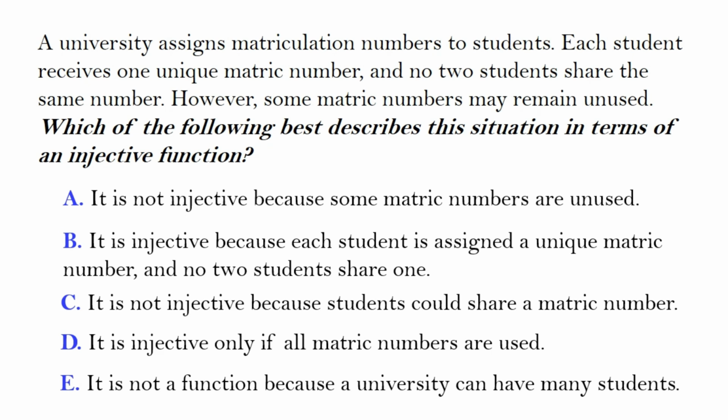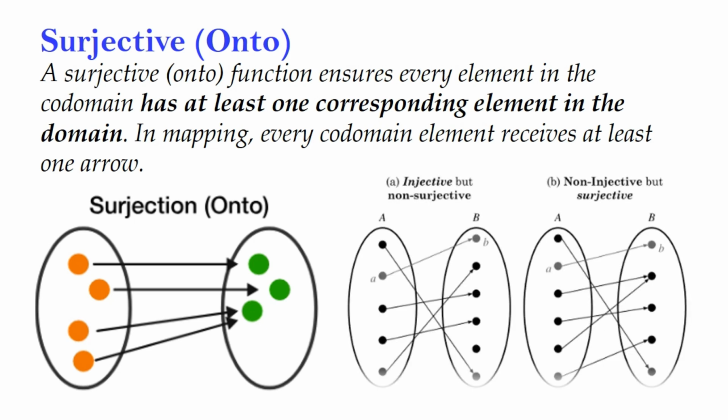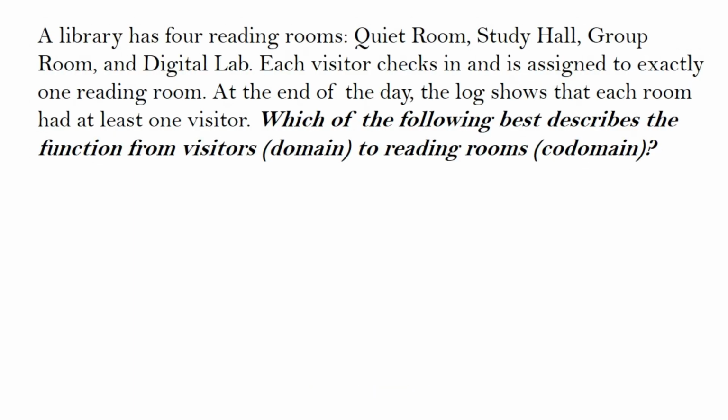A surjective, onto function guarantees that every element in the codomain is mapped by some element from the domain. In other words, the function's range covers the entire codomain. In a mapping diagram, this means that each element in the codomain has at least one arrow pointing to it from the domain. However, some domain elements may map to the same codomain element, as long as all codomain elements are covered. A library has 4 reading rooms: quiet room, study hall, group room, and digital lab.